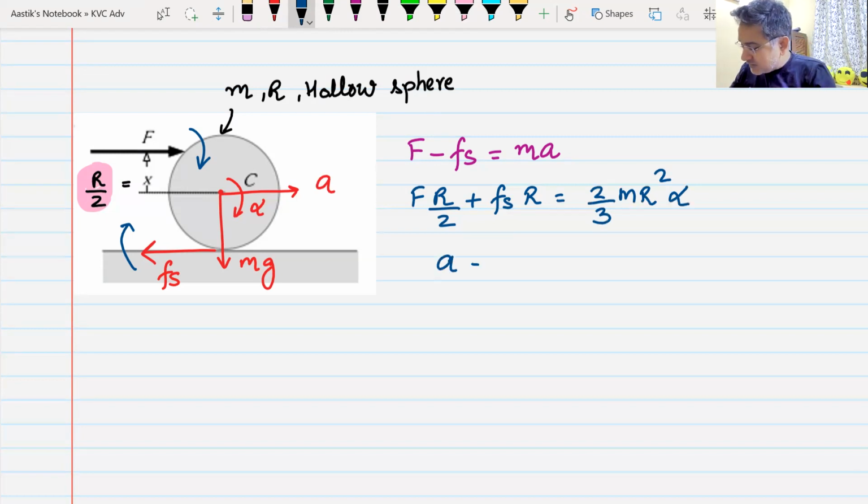And then the last equation is a is equal to r alpha. There is no other motion. Now you can easily solve them, let me write it in a different color, and get the value of a and alpha. Now can you tell me what is the value of a that you are getting? 9F by 10m, sir. Pakka? Yes, sir. 9F by 10m.